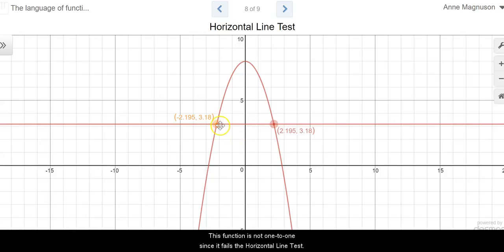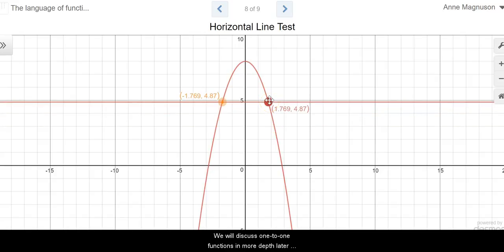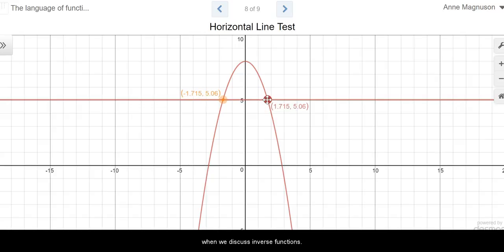This function is not one-to-one since it fails the horizontal line test. As we can see, a given y value has two different x values, so there's not a one-to-one correspondence. We will discuss one-to-one functions in more depth later when we discuss inverse functions.